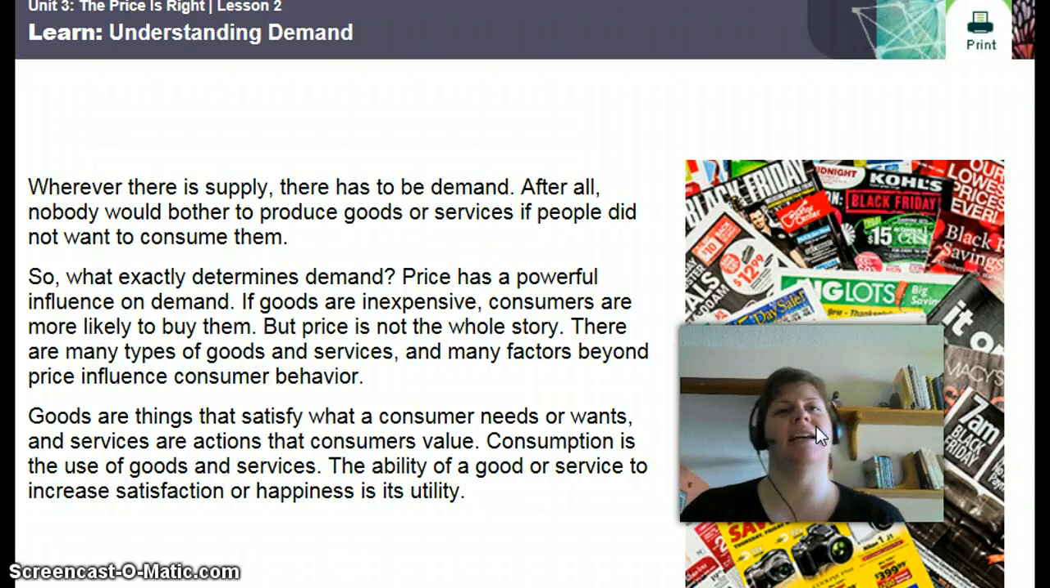Goods are things that satisfy what a consumer needs or wants, and services are actions that consumers value. Consumption is the use of goods and services. The ability of a good or service to increase satisfaction or happiness is utility.